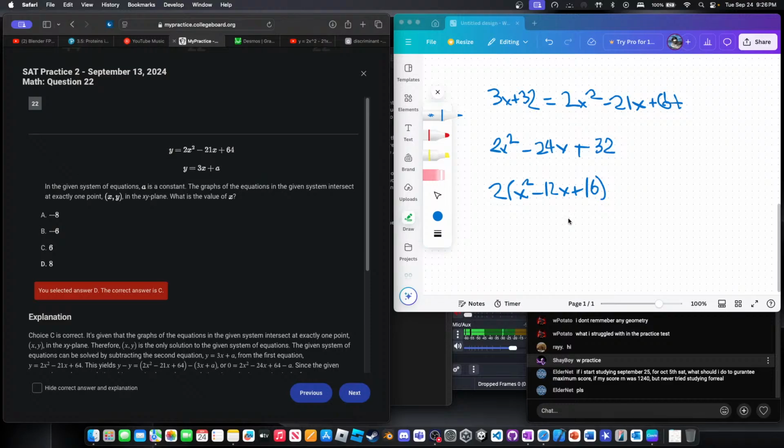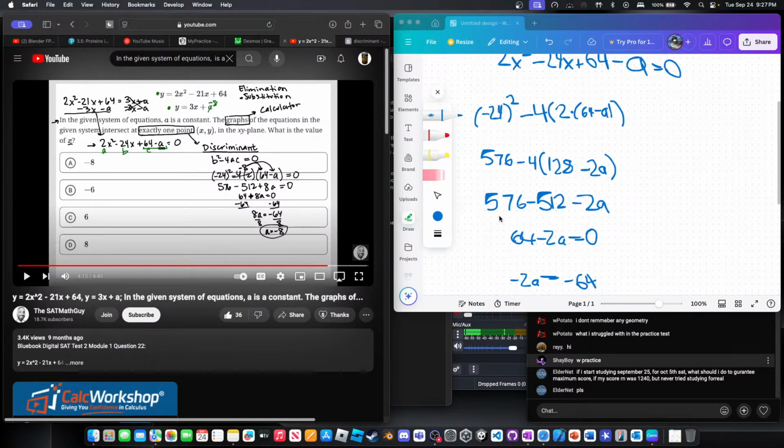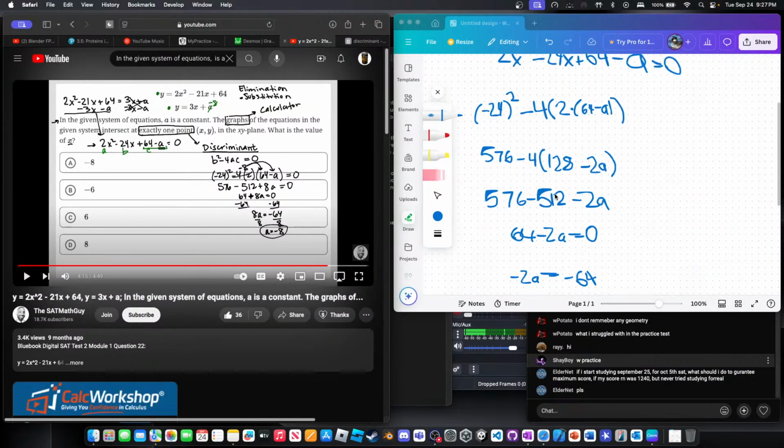Let's see. How do we factor this? I think I'm getting ahead of myself this time. Desmos. Oh, wait. Where did you get 8? Oh, that's where I went wrong.